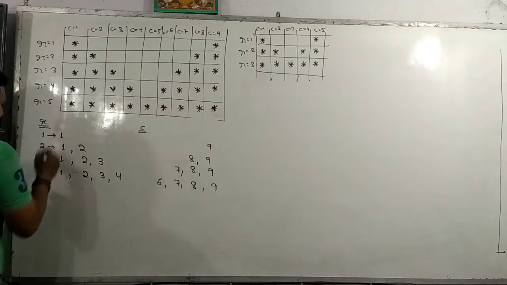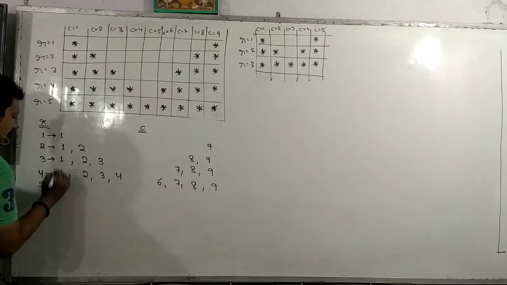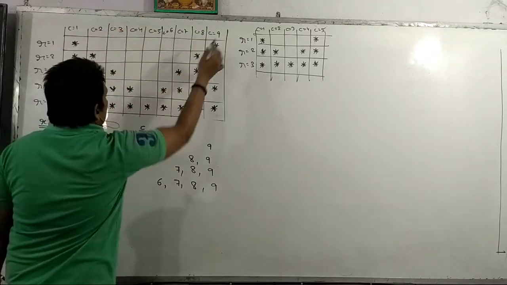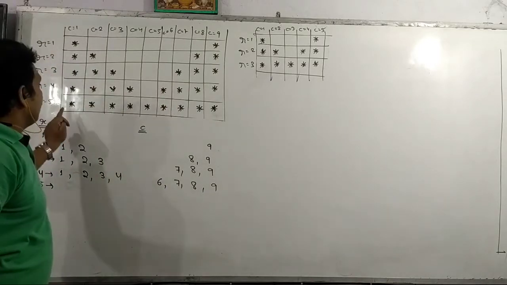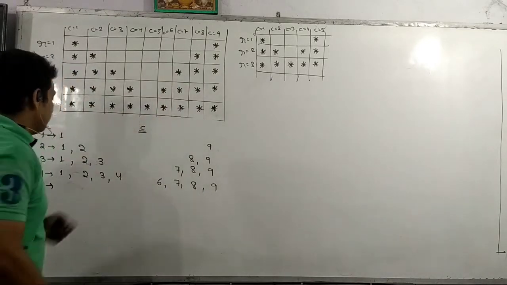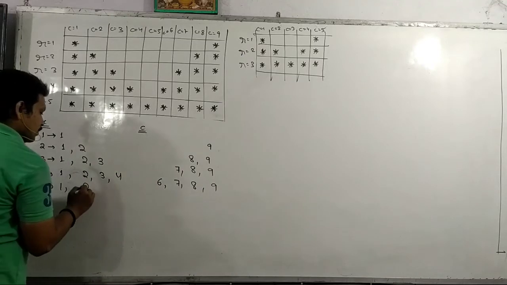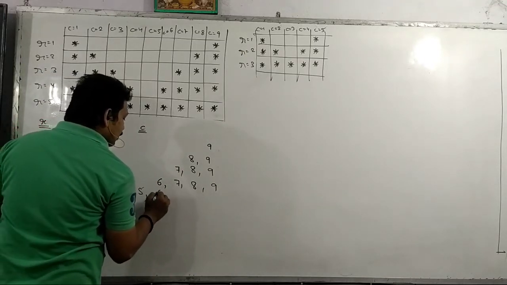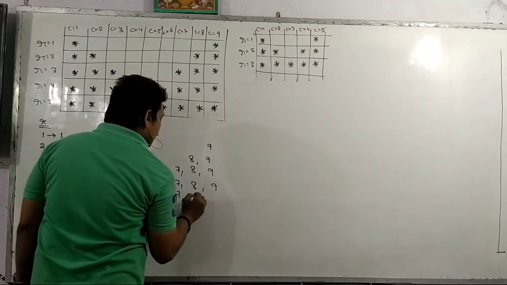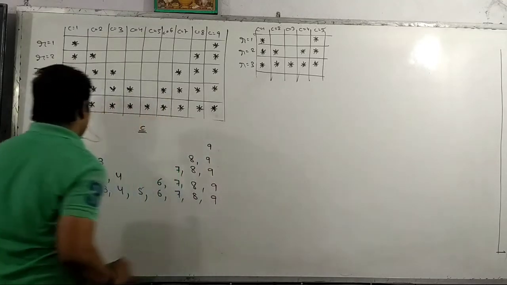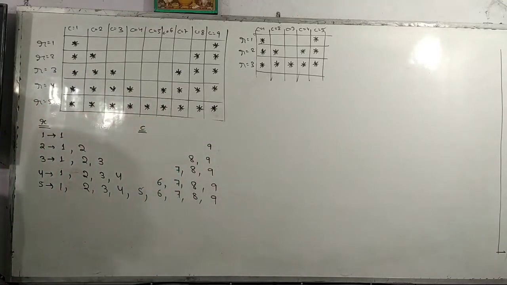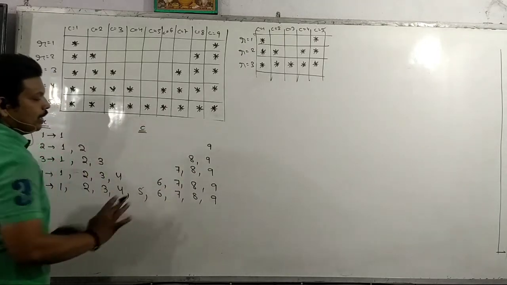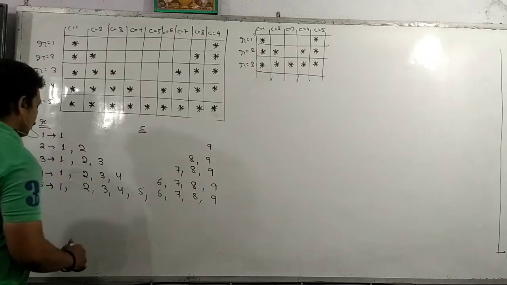When the value of R is 5, on which values of C are the stars getting printed? On every value of C the stars are getting printed. It means 1, 2, 3, 4, 5, 6, 7, 8, 9. Clear? Now listen, how to convert this into a relational expression?